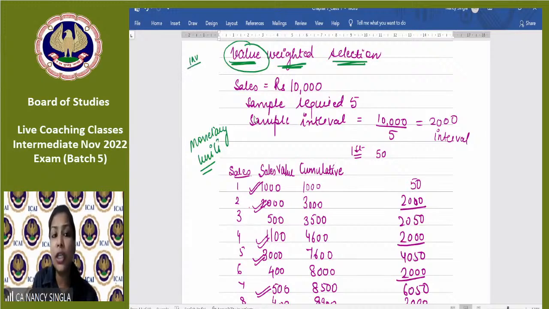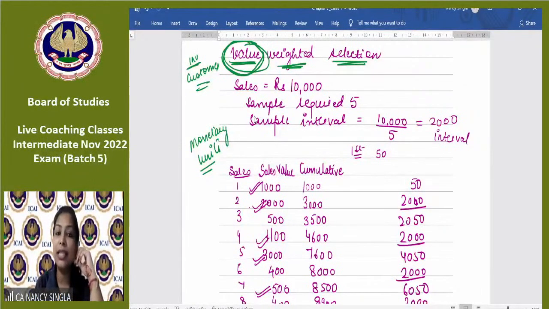He is not concerned with the customer as such. He is concerned with the value of the invoice. So he is attaching weights to value. According to the value of the invoice, he is picking up the sample. So let's try to understand this again with the help of an example.